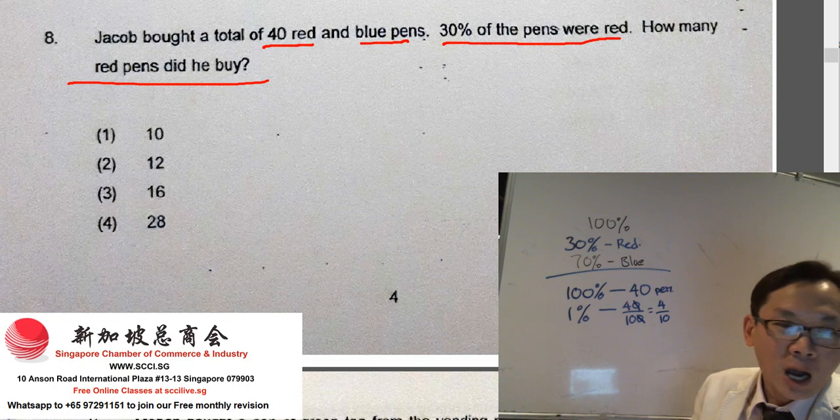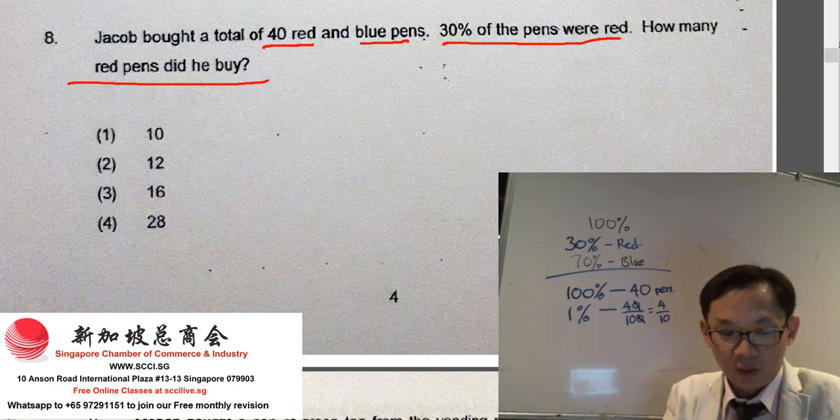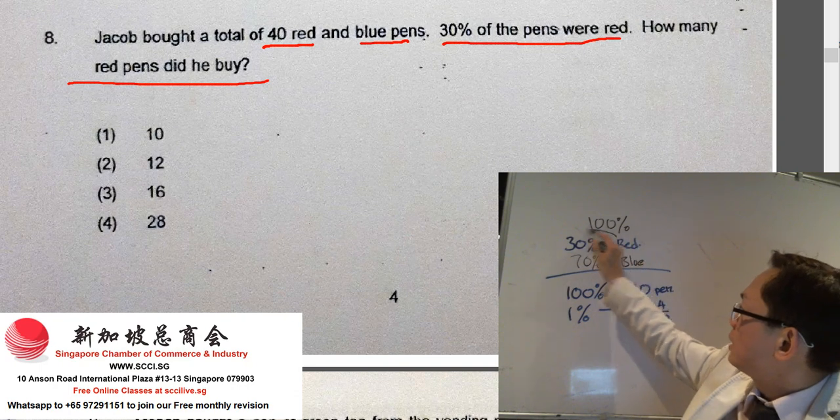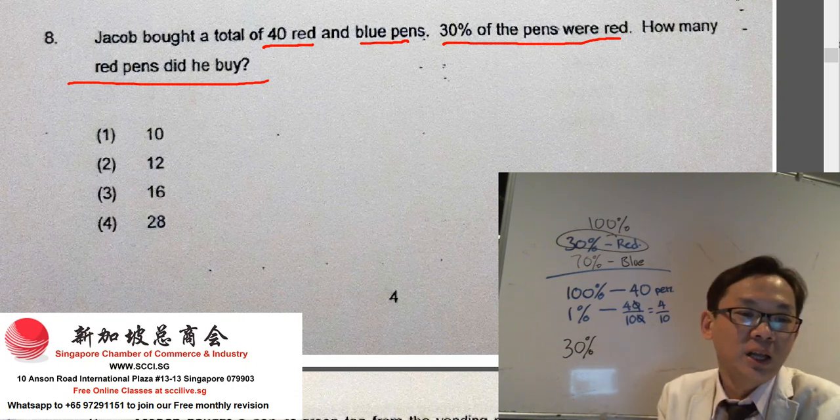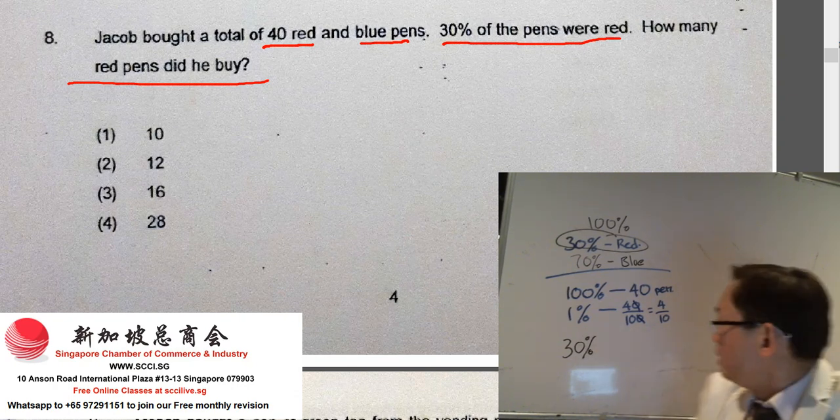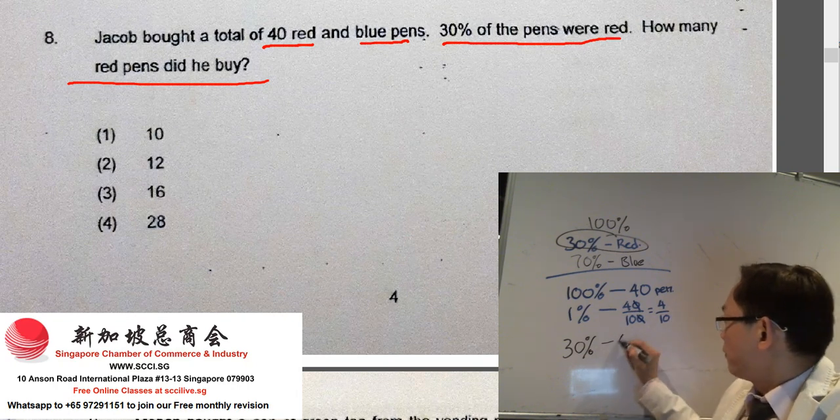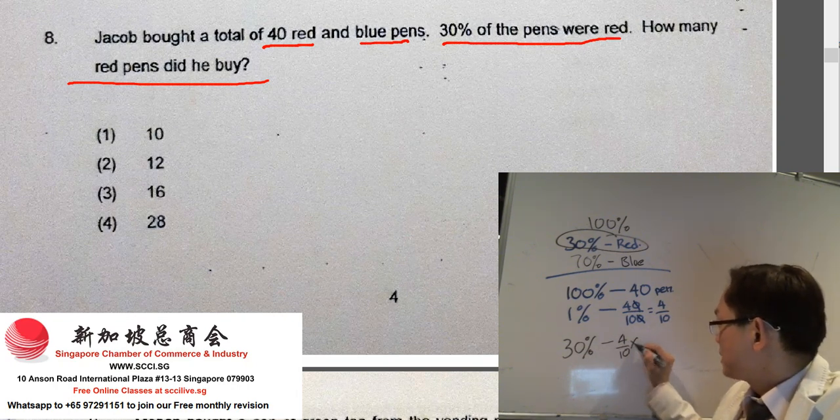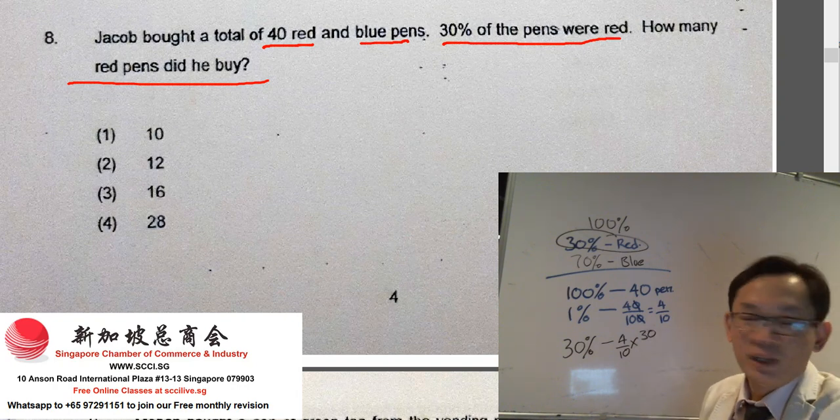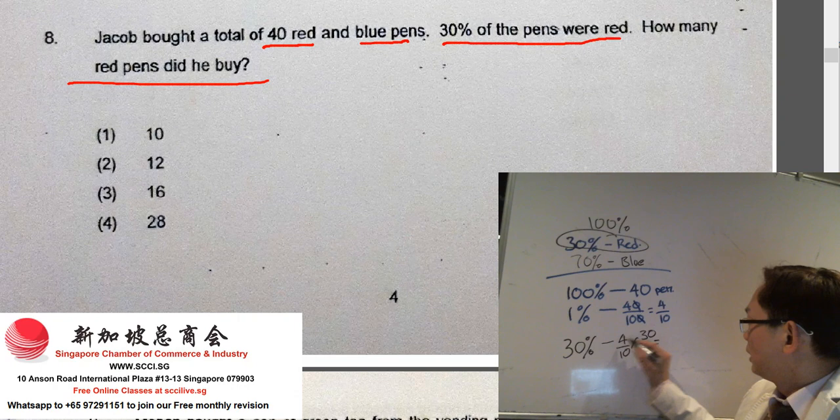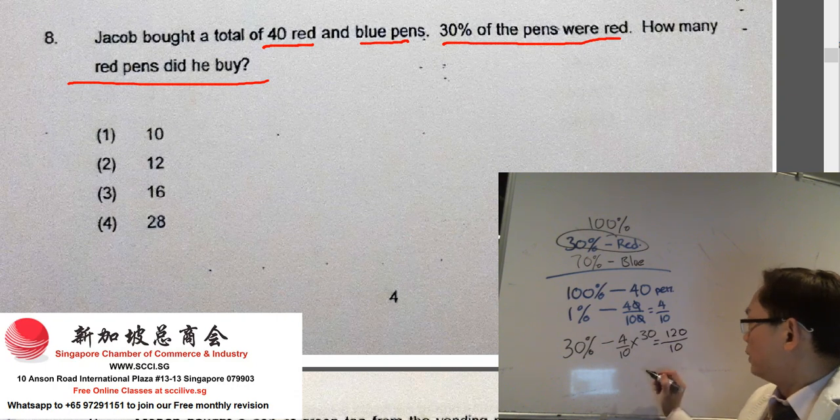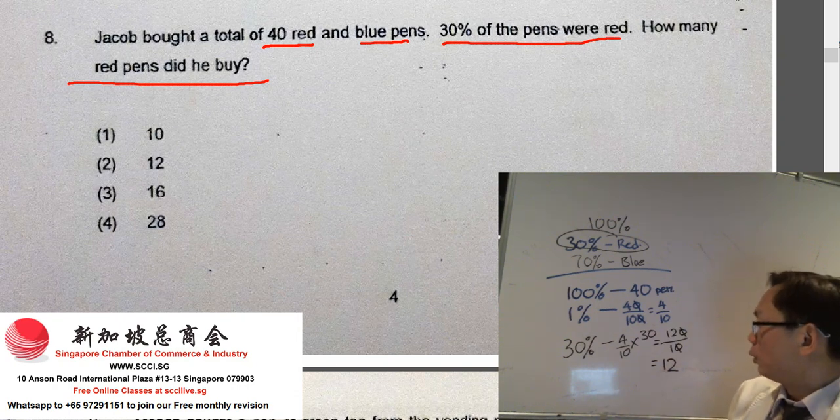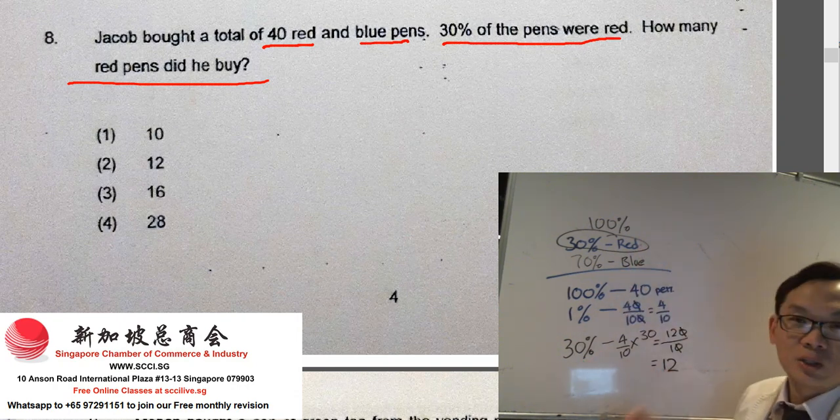Then the next thing is, how many red pens did he buy? When you look at the red pen, it is down here, as you can see, 30%. There is a total of 30% red pens. So for the red pens at 30%, we take 4/10 times 30%, which is equal to 4 times 30 is 120 divided by 10. Shift this over, and if you cancel away this, it is equal to 12. In total, for the red pens, 30% of it, there are 12 of them.